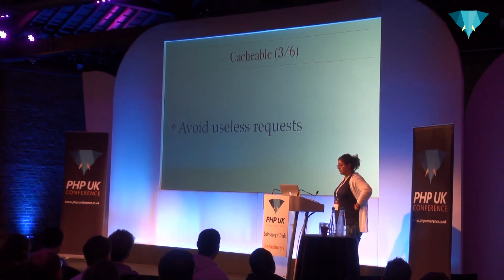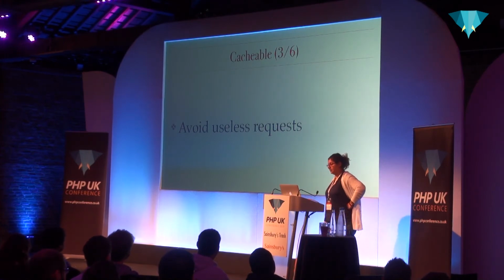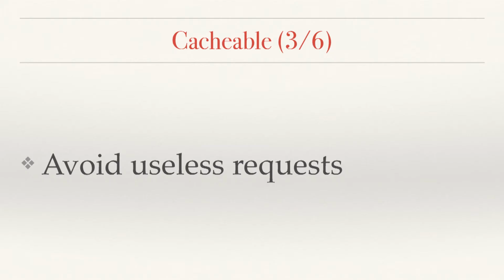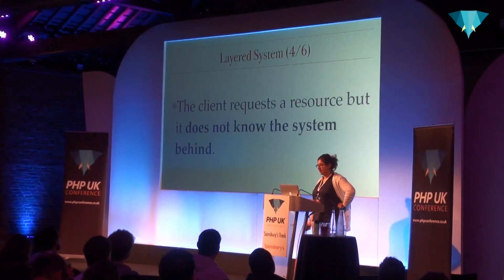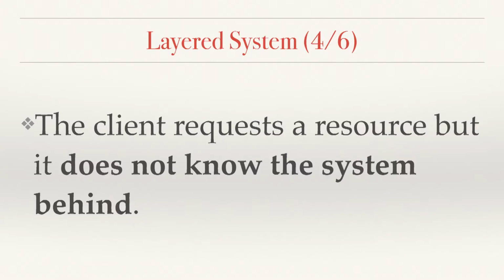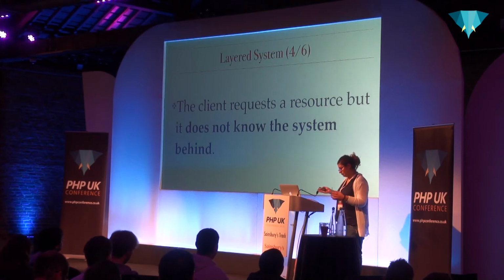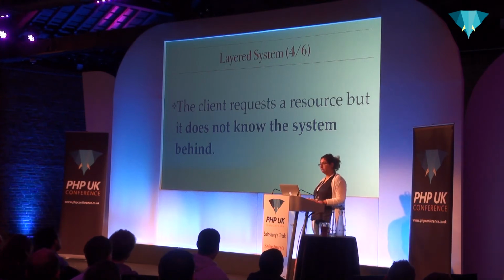Cache, of course. You have to think about that when you are building your API. It's about avoiding useless requests. Layered system: when you are asking for a resource, you don't care what's going on on the server side. You don't know how it works behind, you just ask for a resource.